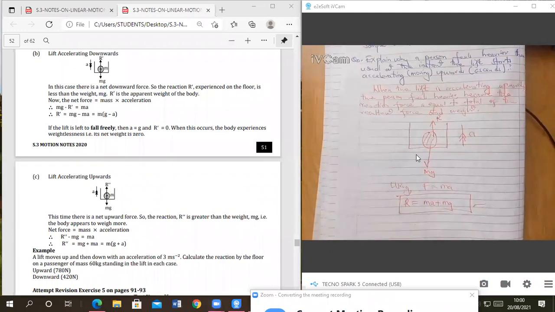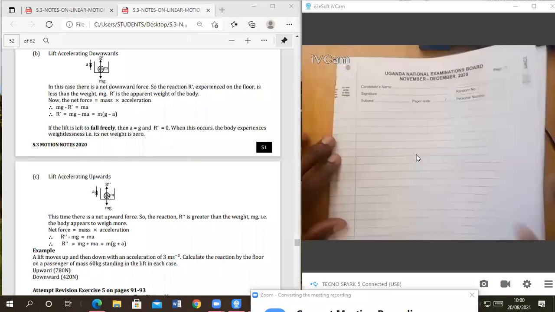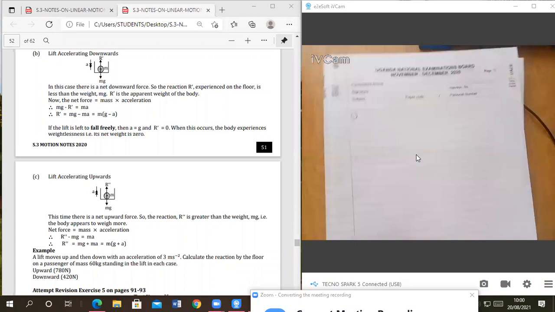Now moving forward, let's look at what about when the lift is moving downwards? What happens to the person? Then after that, we go and we come back and then we look at calculations which involve this. This is the thing we are talking about. Let's look at C.